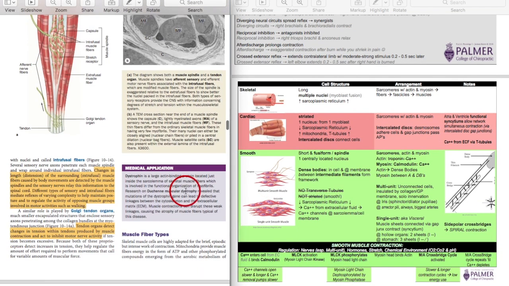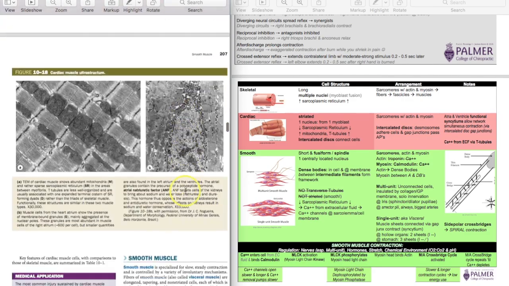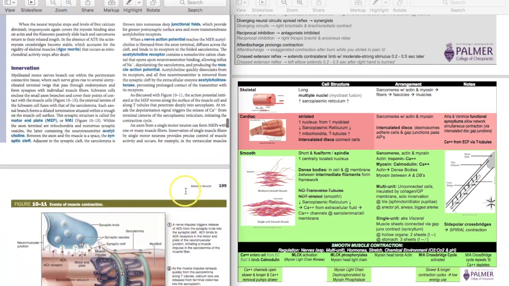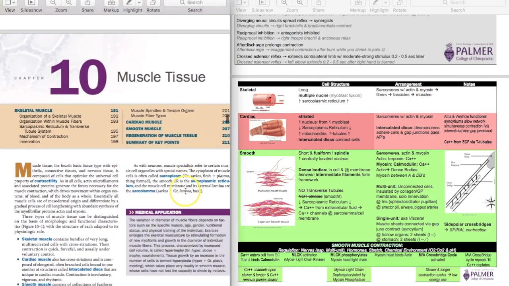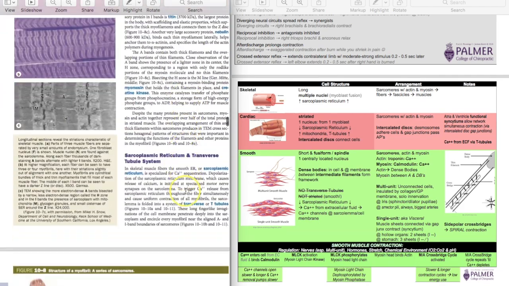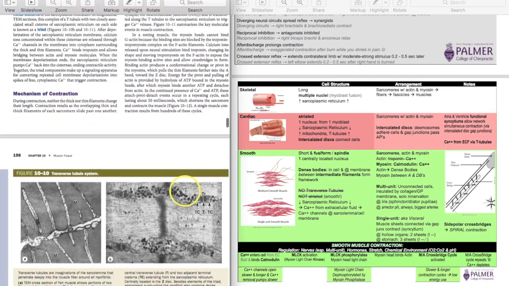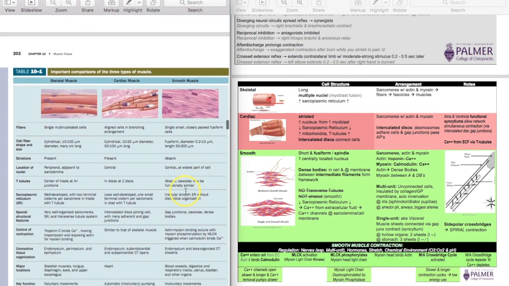So Junqueira has an even better table that can break all this down, and I'm going to get to it if I have any luck over here. I don't remember where it's at in the chapter. As a little review, we are using chapter 10. It's showing you skeletal muscles in the beginning, and it's going to show you cardiac. Here we go. Here's the table.